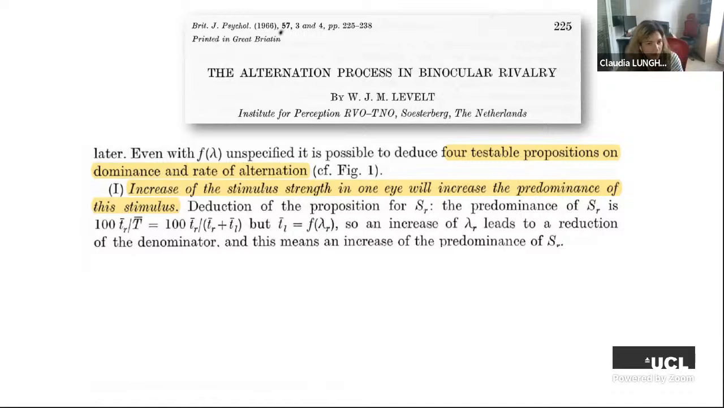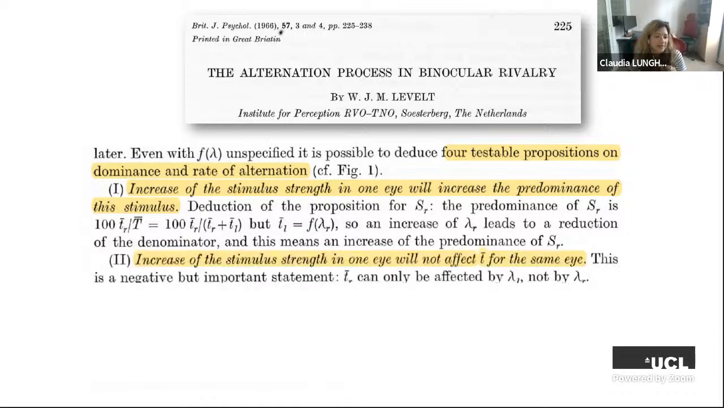But what is interesting, and perhaps the most famous of the Levelt laws, is the second law, because it states that increasing the stimulus strength in one eye does not affect the mean phase duration of that eye. This means that the result that increasing the stimulus strength in one eye increases the overall predominance over the whole viewing period of binocular rivalry is actually due to a reduced suppression of the other eye.